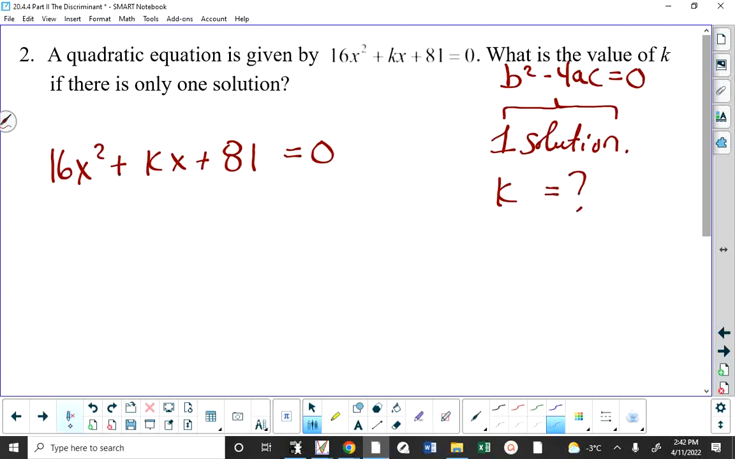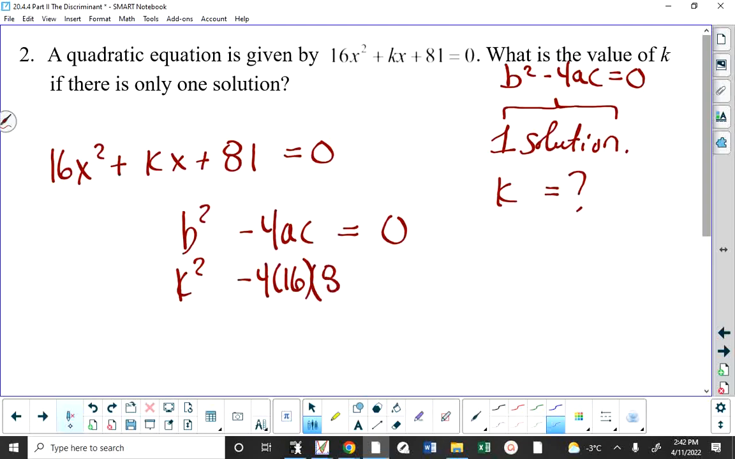So what you could do is you could guess. You could say, well, you know what? Maybe k is 5. And you could put 5 there and calculate the discriminant and see if you get 0. But that's not a very efficient way of doing it. So what you can do instead is this: you can set the discriminant equal to 0, put k in for b, put in the value of a and c, and solve that equation. Algebra is a very powerful tool here.